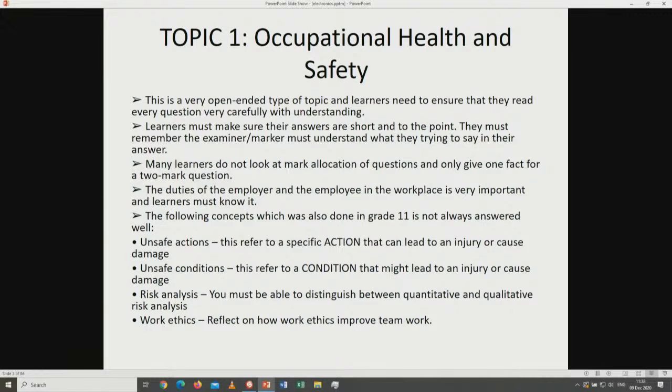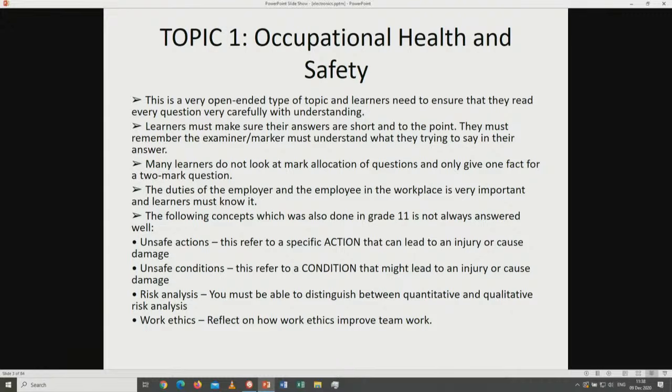Remember, when it comes to occupational health and safety, when you are in grade 12, this must not be a very difficult question, because from grade 10 these questions have been asked. So learners must make sure their answers are short and to the point. They must remember the examiner marker must understand what they are trying to say in their answer. Be as clear as you can so that whoever will be marking your script will understand what you are saying, and straight to the point.